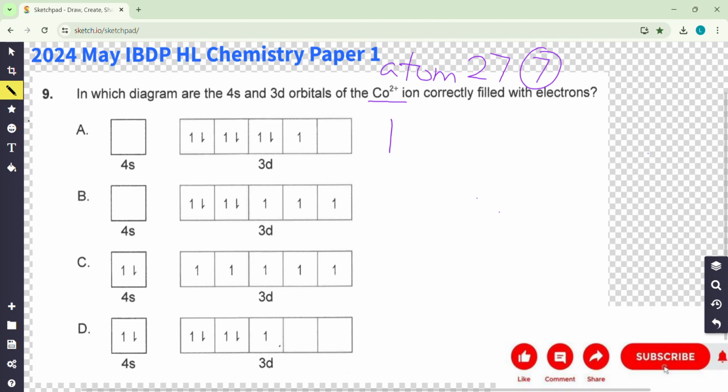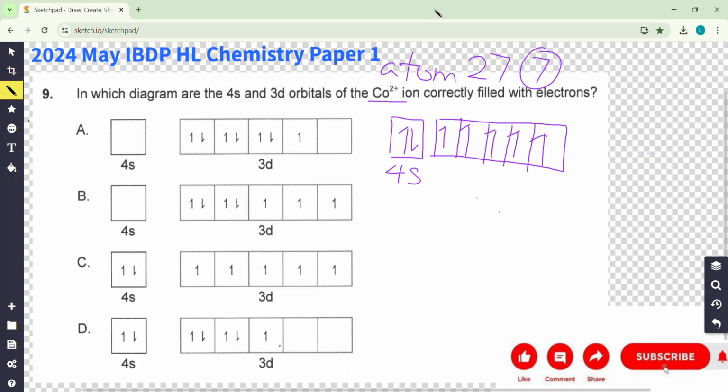So the electronic configuration should be like this for the atom. The neutral one should fill these two first, right? And then fill the 3d because the 3d is higher energy. So fill the half first, okay? And then 5 or still 2 more than here. So it is the sequence of filling, because you remember 4s has a lower energy than 3d. So when filling, fill the lower energy to the higher energy first.